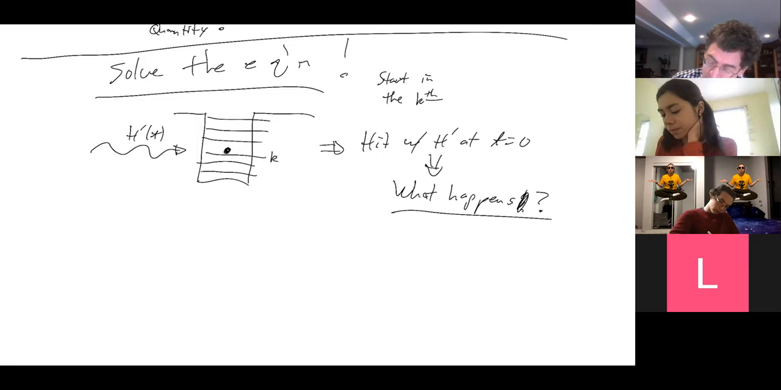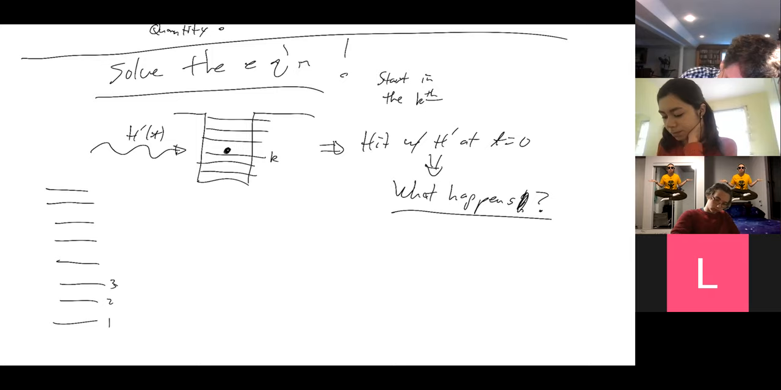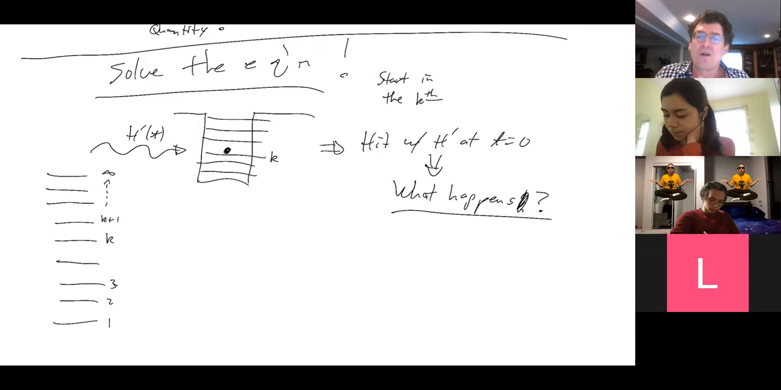Okay, we're going to ask what happens. So this is the picture. Now picture all the unperturbed states, and there's an infinite number of them. Here's k, and here's k plus 1, and so on, all the way up to infinity. So that's all the unperturbed states. Now this particle is starting in the kth state.